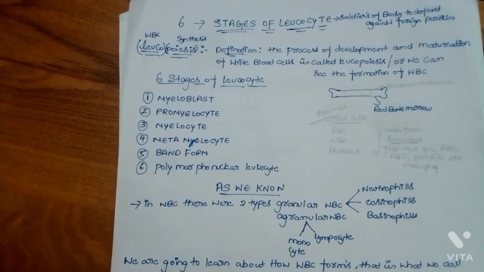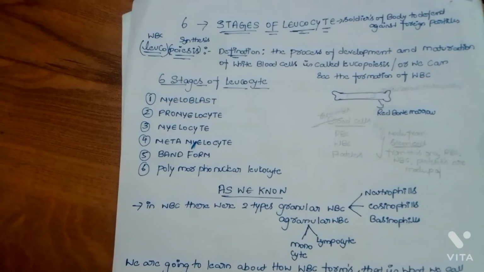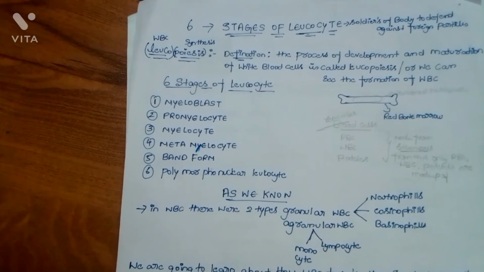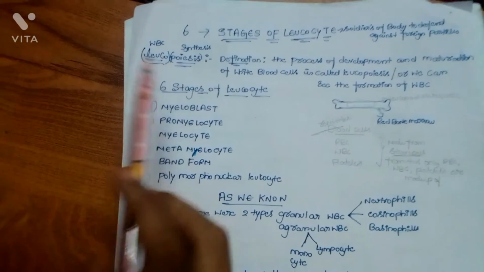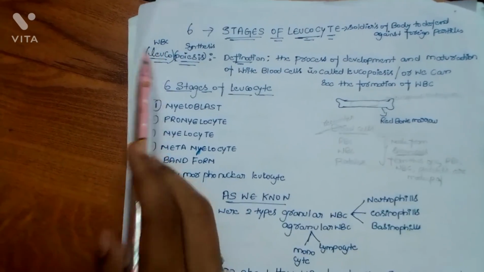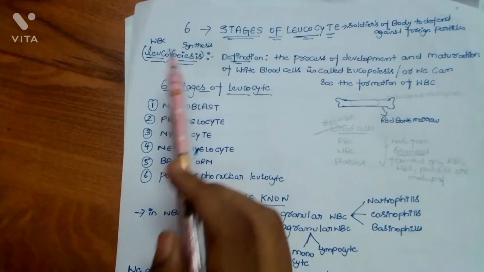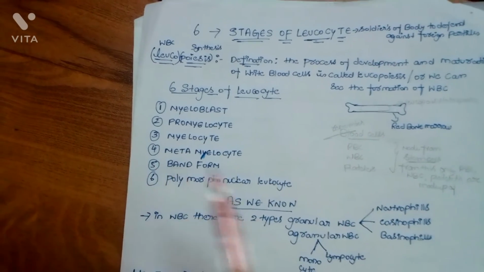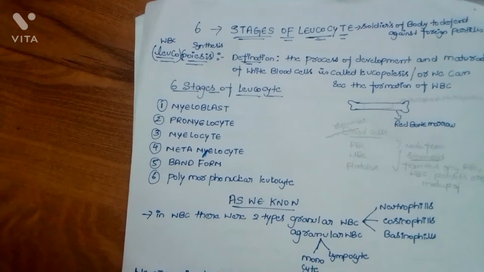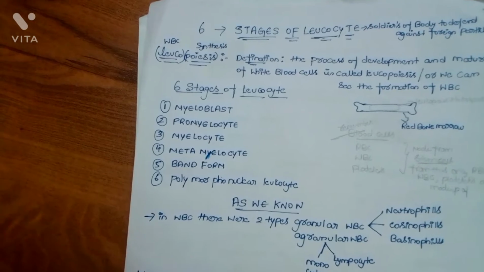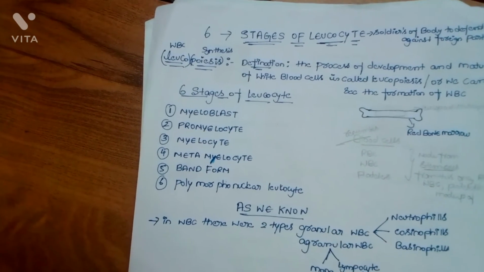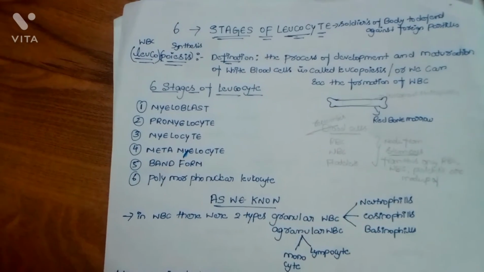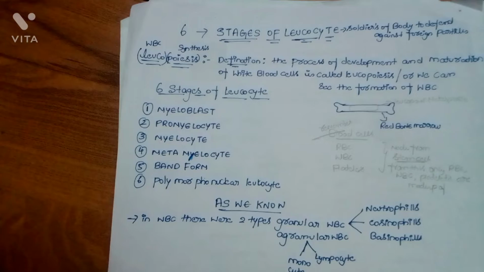The stages of leukocyte form a process which is defined as leukopoiesis. Leuko means leukocytes, which is WBC. Poiesis means synthesis, the process. What does it mean? Leukopoiesis is the process of the development and the maturation of the WBCs. This process is called leukopoiesis.